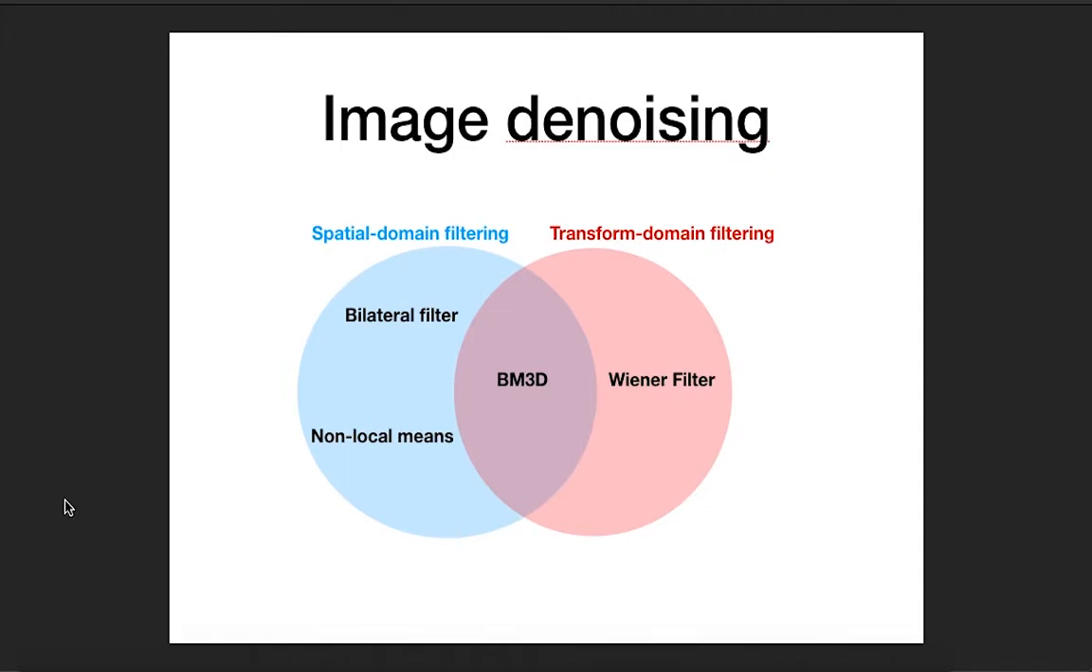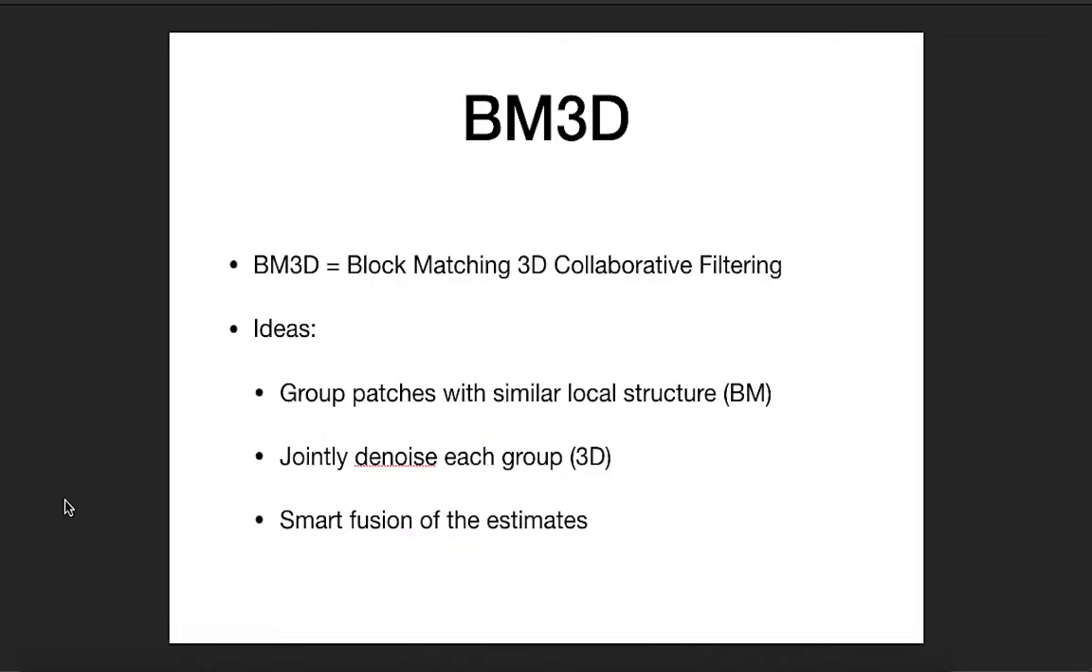BM3D is a combination of both spatial and also frequency and transform domain. I'm calling it transform domain because I'm not going to use FFT now. Basically, FFT is also a transform, the Fourier transform. So it's not really frequency domain, but some transform domain filters. There are three key ideas in BM3D.